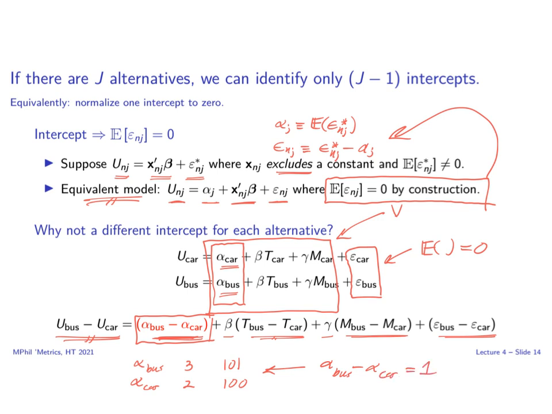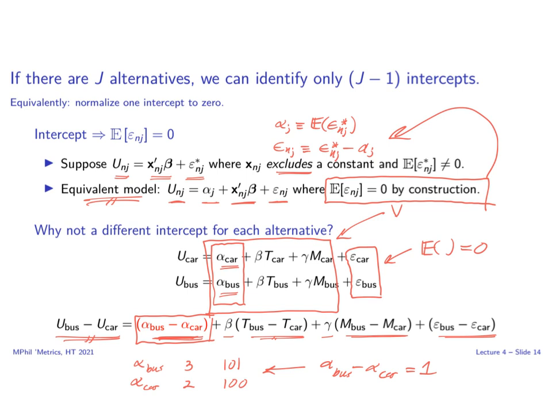Because the specific values of each intercept can never affect Alice's choices, and because we only observe choices, not utilities, there is no way that we can tell alpha bus and alpha car apart. In other words, there's no way that we can separately identify them. We can only learn the difference of these two intercepts because it's the difference that affects Alice's choices.